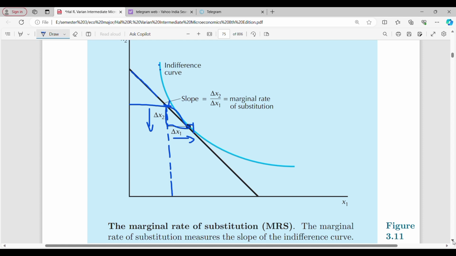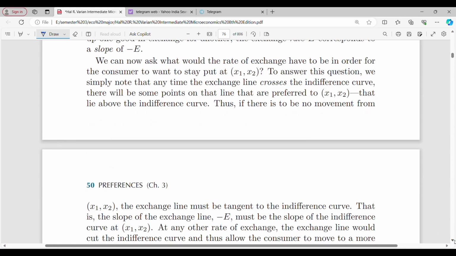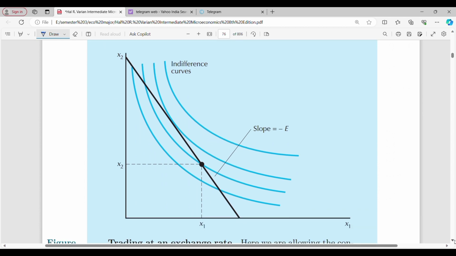So geometrically, we are offering the consumer an opportunity to move to any point along a line with slope minus E that passes through the x bundle. Here, this is the slope, and the consumer can move anywhere along this line. The exchange happens along this slope only. That is why it is minus E.